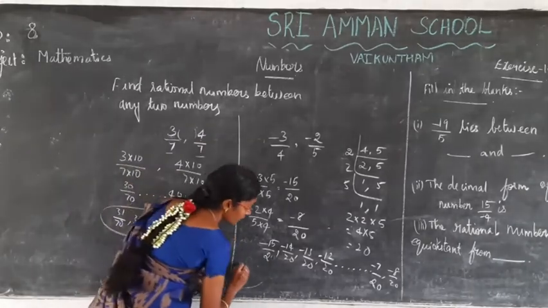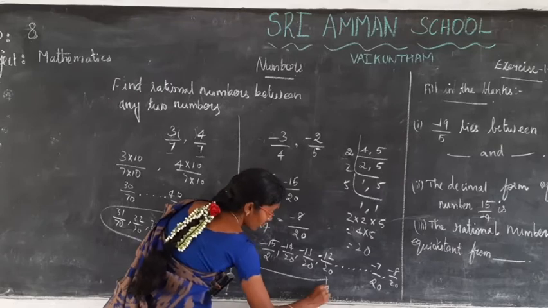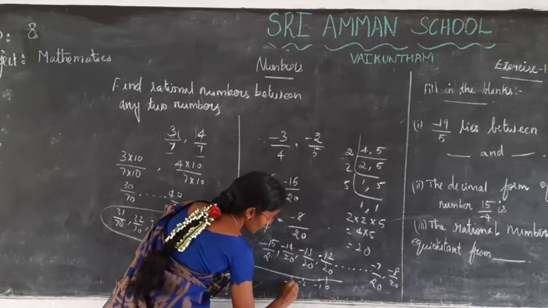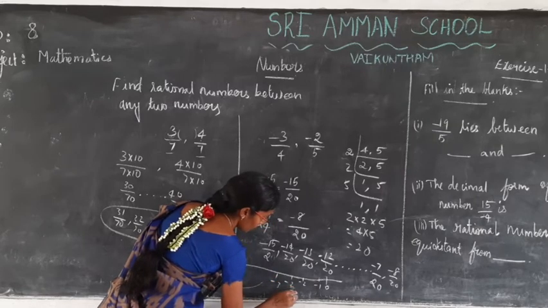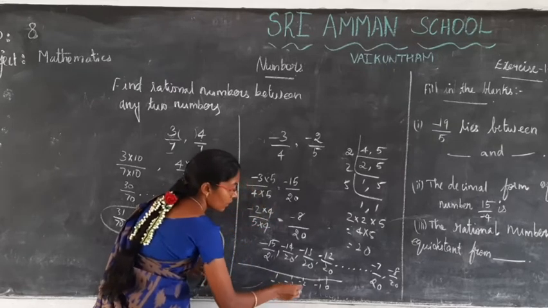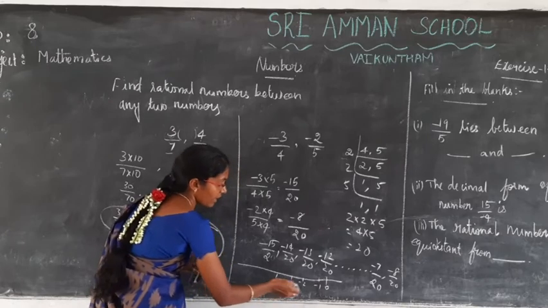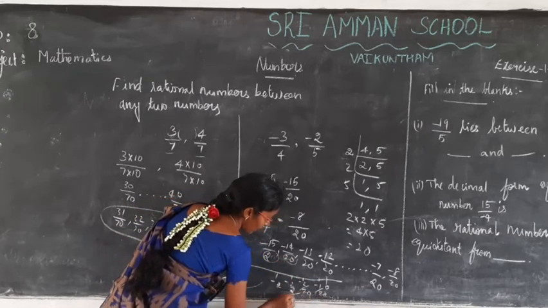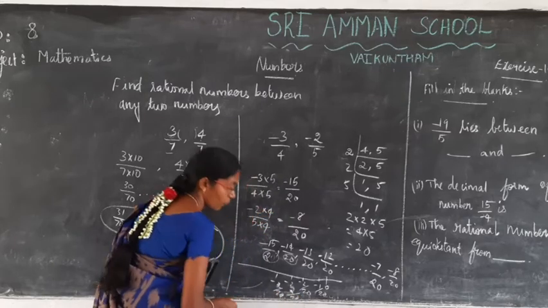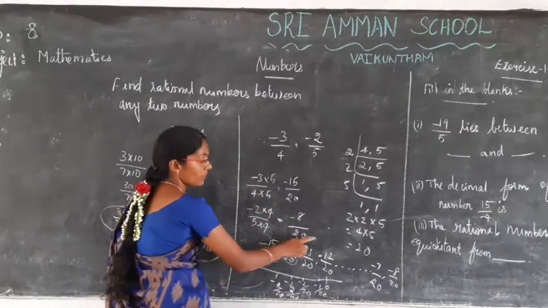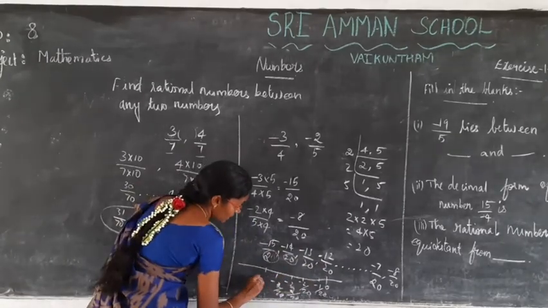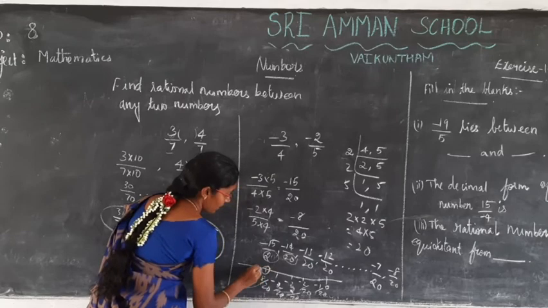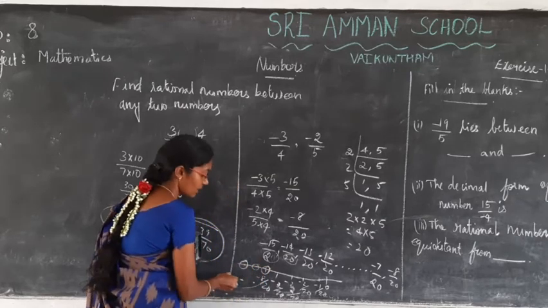So how will you represent it? This one is 0. So minus 1, minus 2, minus 3, minus 4, like this. So here the denominator is 20. So you can also write minus 1 by 20, minus 2 by 20, minus 3 by 20, minus 4 by 20, like this. If you want to mark this on the number line up to minus 8 by 20, you can consider this as minus 8 by 20. So you can represent it like this, and so on.